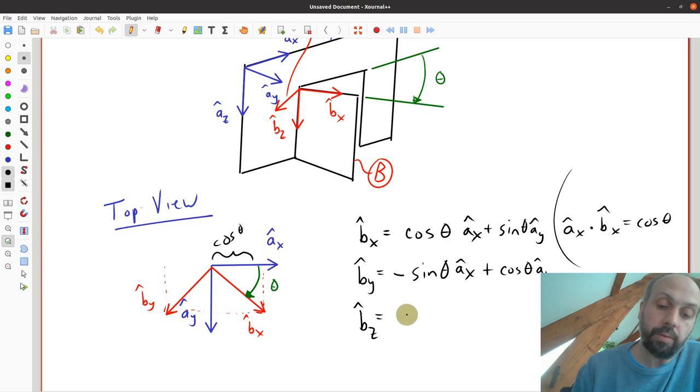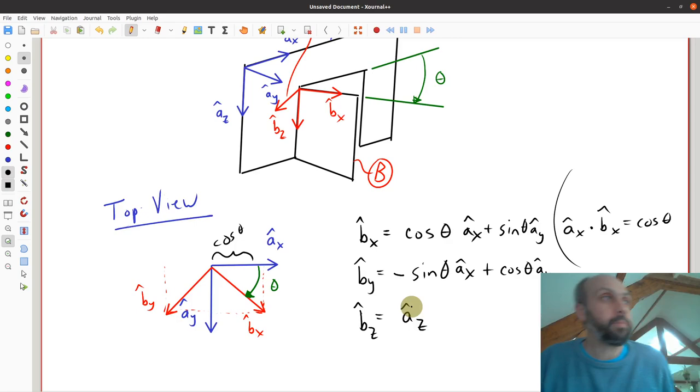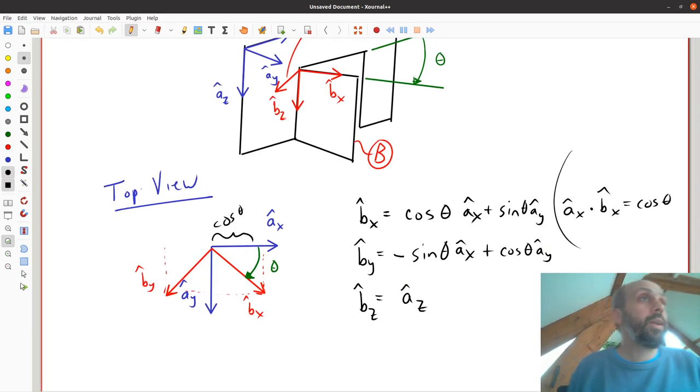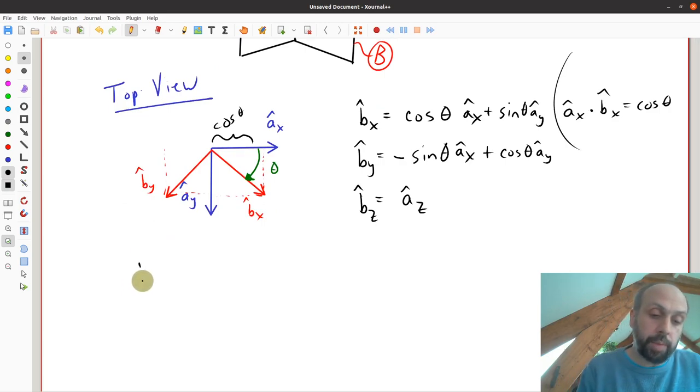So now I have the unit vectors BX, BY, and BZ written as a component, expressed in this A unit vector using these sine and cosine terms. Well, we can take those equations and we can make a matrix form of them. So if I stack BX, BY, BZ together.